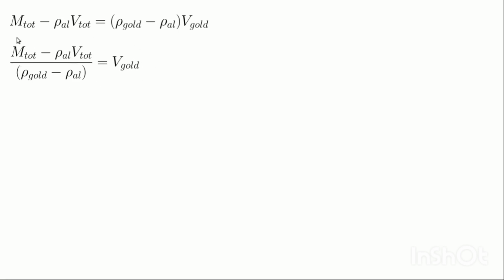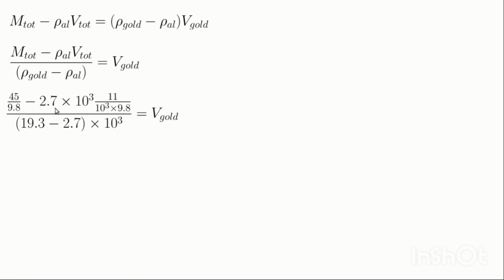We know mass total, and we can easily get it. We know the volume total, which we got in the previous slide. So let's substitute the parameters into this expression. The mass total is the mass of the alloy in air, that is, the weight of the alloy in air divided by 9.8, minus the density of aluminum, 2.7 times 10 raised to power 3, times V total. Remember we derived the expression for V total, which is 11 all over 10 raised to power 3 times 9.8 in the previous slide.